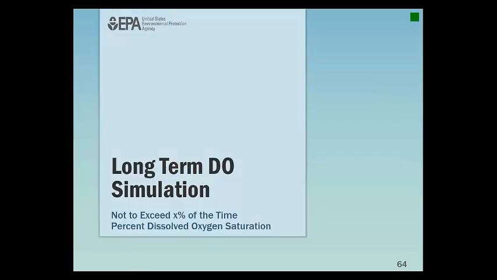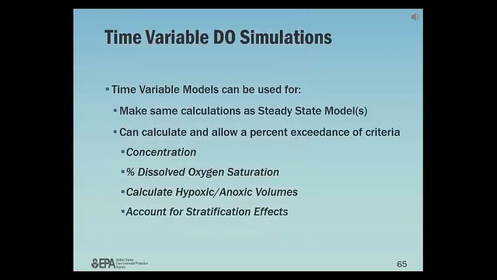This next section is going to give you a couple of examples of using the time variable water quality models to predict dissolved oxygen, so that we could take into account not to exceed X% of the time of a standard, look at percent dissolved oxygen saturation and exceedance values for it, as well as how it can be used to calculate hypolimnion and oxic-hypoxic volumes. Our first set of examples used steady-state models to look at different scenarios in which you can model dissolved oxygen. We're going to look at a couple of examples where we're going to use the time variable models to look at impacts on dissolved oxygen.